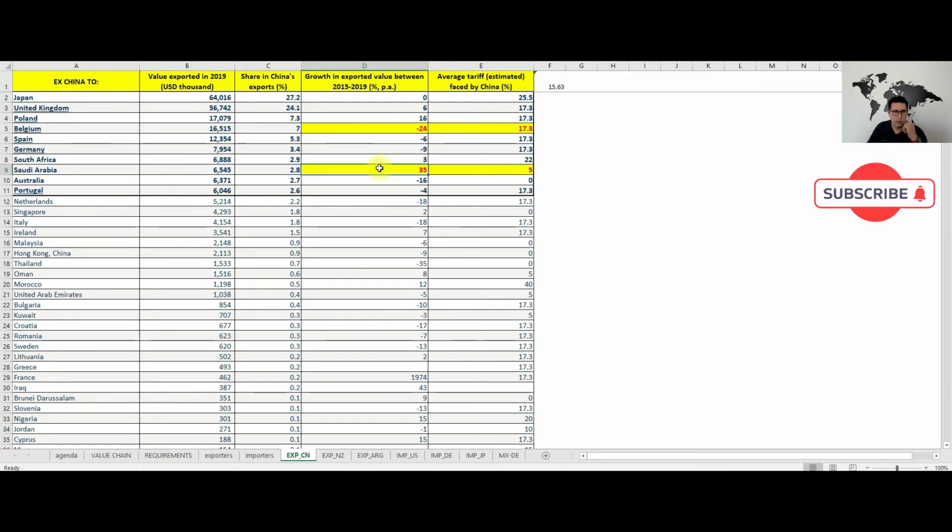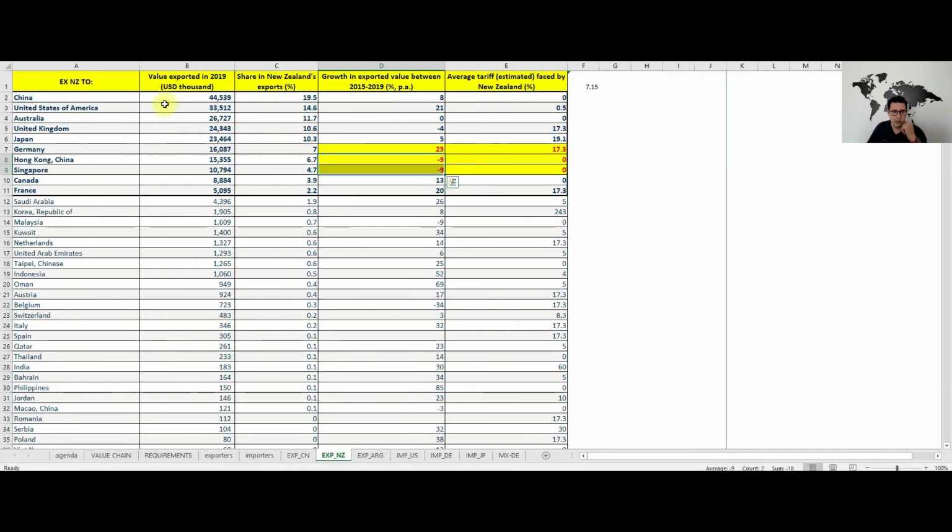In terms of growth, we see here that Saudi Arabia had an average of 35% growth in the imported value of Chinese honey between 2015 and 2019, while Belgium had a 24% decrease in the same time frame.